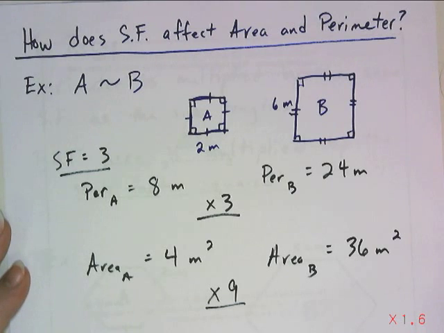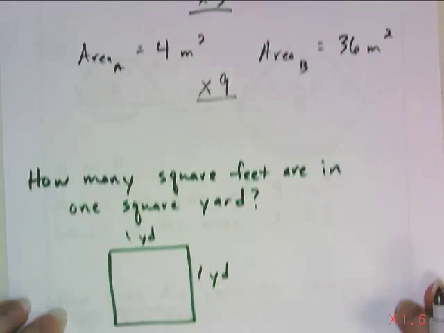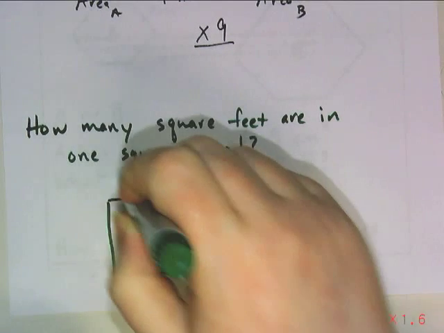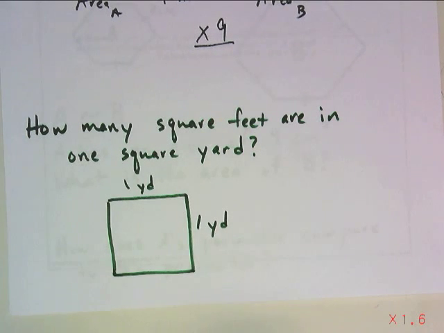But it makes sense if you start to think about what happens when you apply a scale factor to the individual side lengths. And to help visualize that, I want you to consider this question. How many square feet are in 1 square yard? I've drawn a square here. It's 1 yard on each side, so that's 1 square yard. But how many square feet are in that square yard?